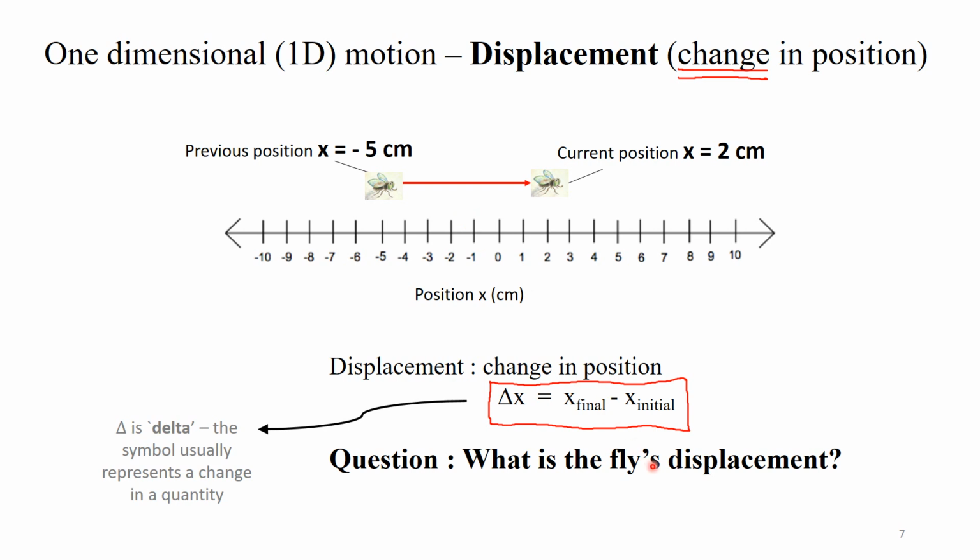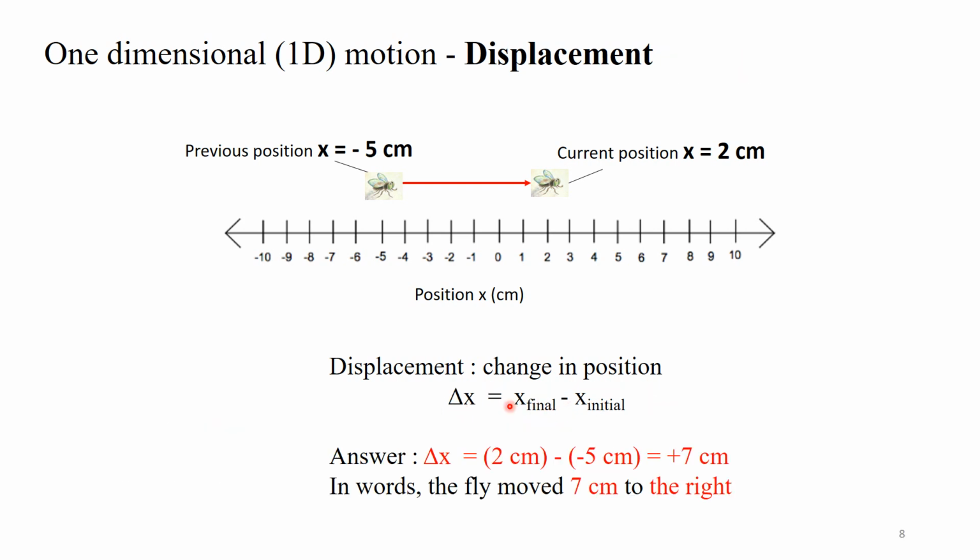So what's the displacement of this fly? All right, so we can use this equation to calculate the displacement. So we have to plug in the value of x final and then subtract the value of x initial. And then whatever we get, that's your displacement delta x. Okay, and this is the work shown for the displacement. So here we plug in the values for x initial and x final.